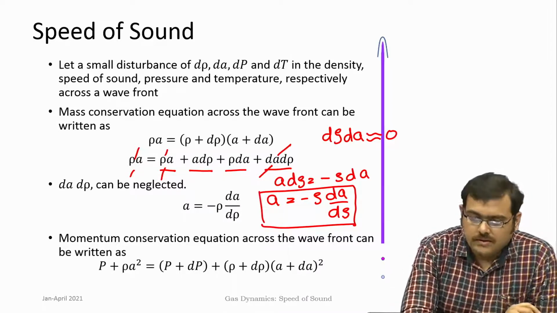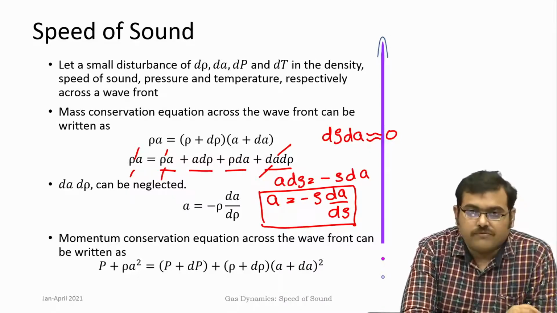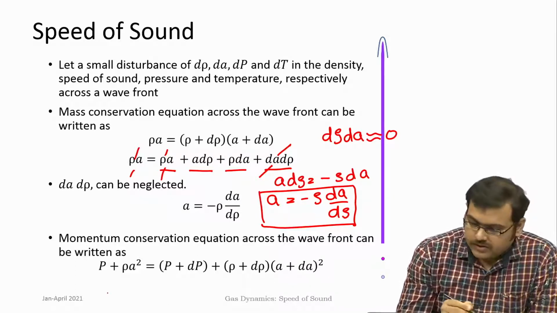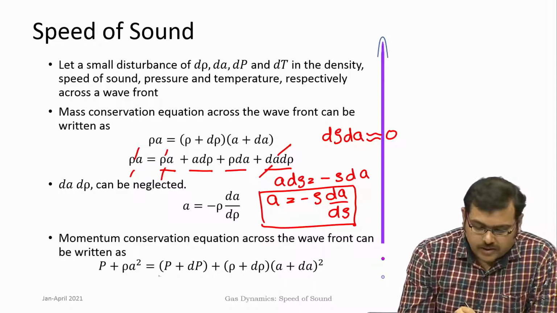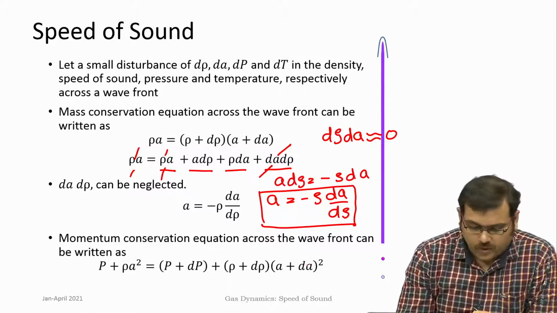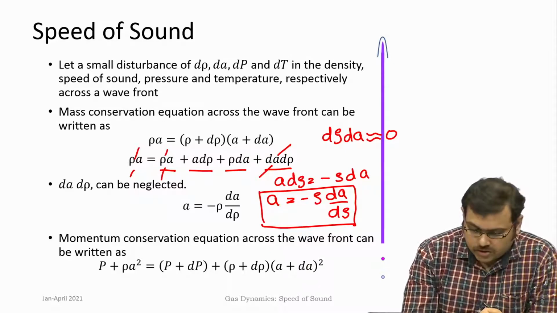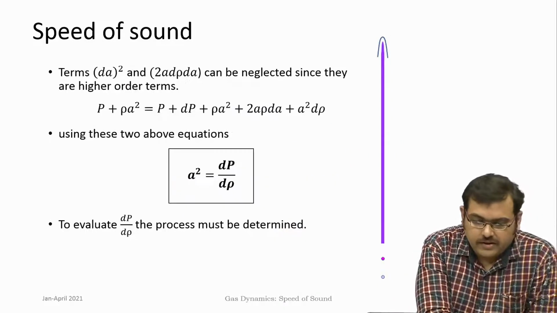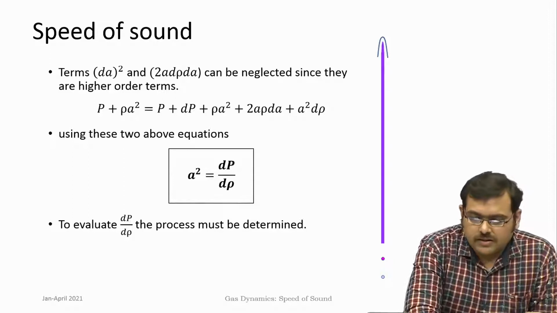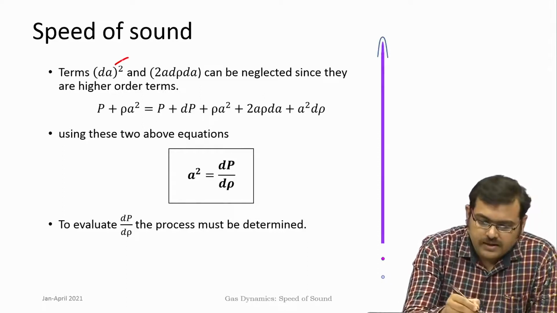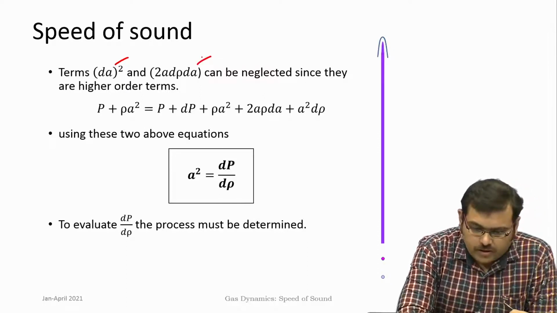Now we consider the momentum conservation across the wavefront. When you look at momentum, you have p plus rho a square is equal to p plus dp plus rho plus d rho multiplied by a plus dA the whole square. Now here you have to expand the right hand side, and in that the term dA square is very small. Similarly d rho dA is also very small and you can neglect them.